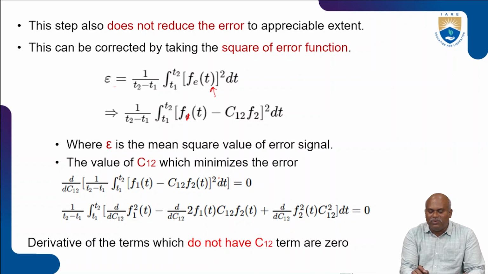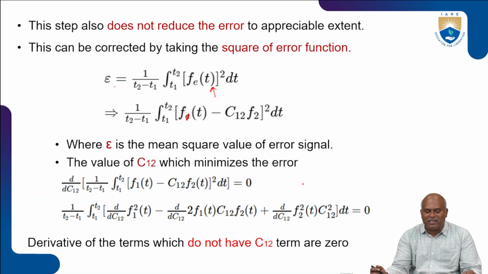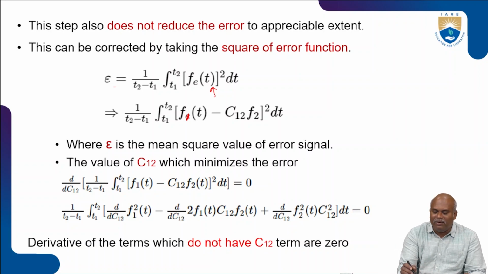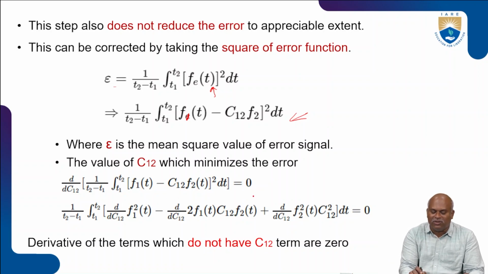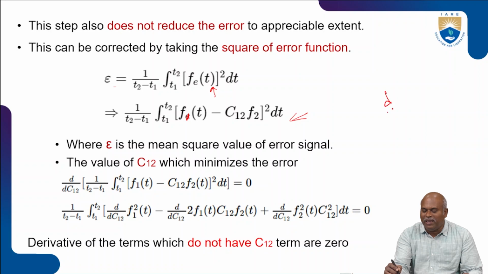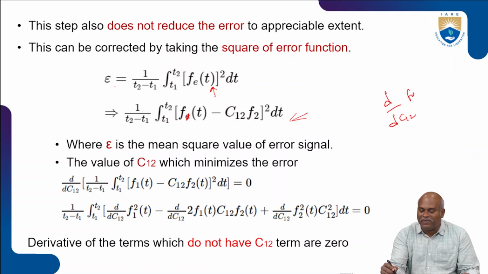Then C12 is the coefficient for minimization of the error. If you need minimization, you must differentiate with respect to the coefficient. So for minimization, I take the derivative with respect to the vector coefficient C12, d by dC12 of the error value from the signal, and set that equal to 0. Now I write the minimization of error d by dC12 of what we receive, that is Fe of t.